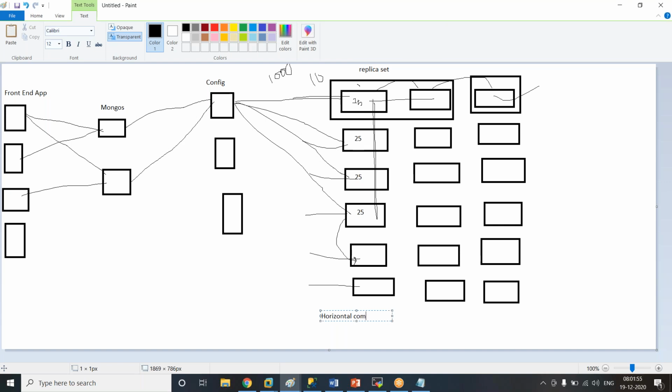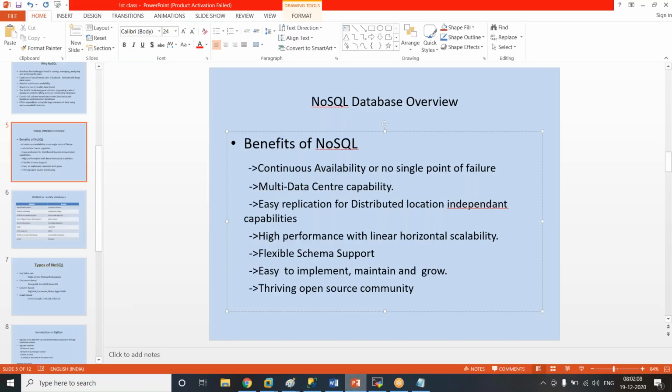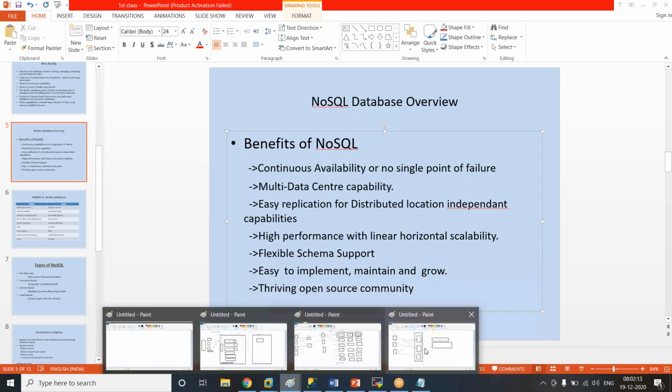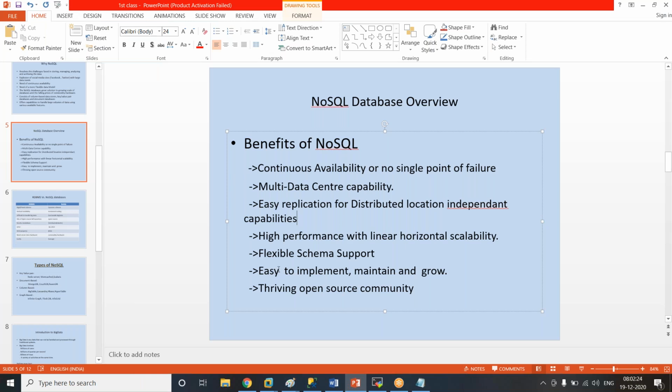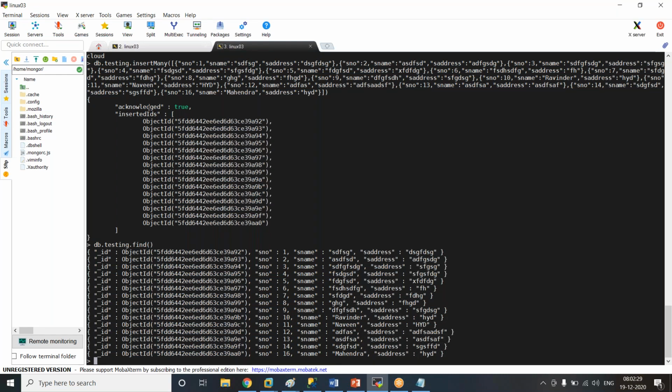Horizontal model. This is the point about performance with linear horizontal scalability, because you are adding one set of servers. When the load keeps growing, you add more and more servers to take the data load. This is called the horizontal computing model. Next, flexible schema support. We just talked about it with a lot of examples. It is flexible enough. I was loading the data of this testing collection, and it was not created.